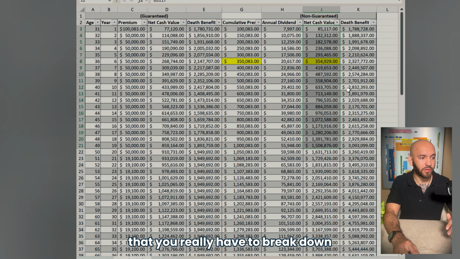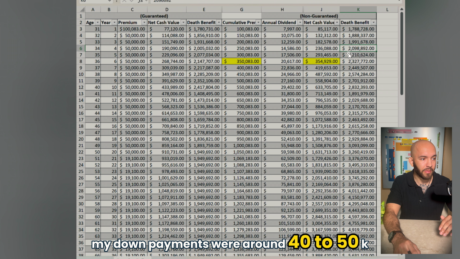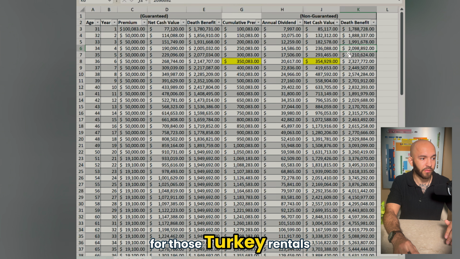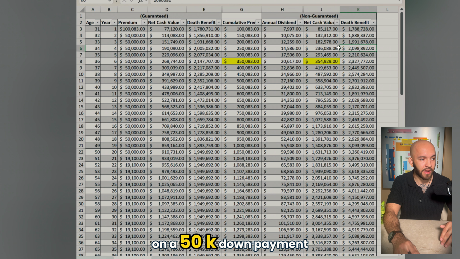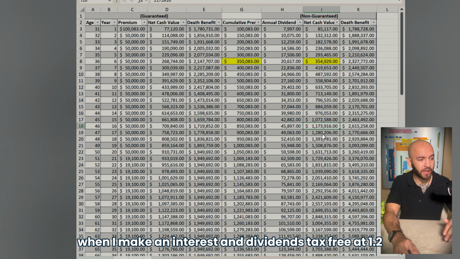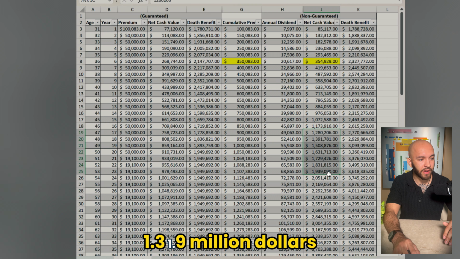So this is the math problem that you really have to break down. For my example, my down payments were around 40 to 50K for those turnkey rentals. This is what you got to ask yourself. Why would I be concerned about paying 5% on a 50K down payment? That's $2,000 a year annual interest when I'm making interest and dividends tax-free at 1.2, 1.3, 1.9 million.